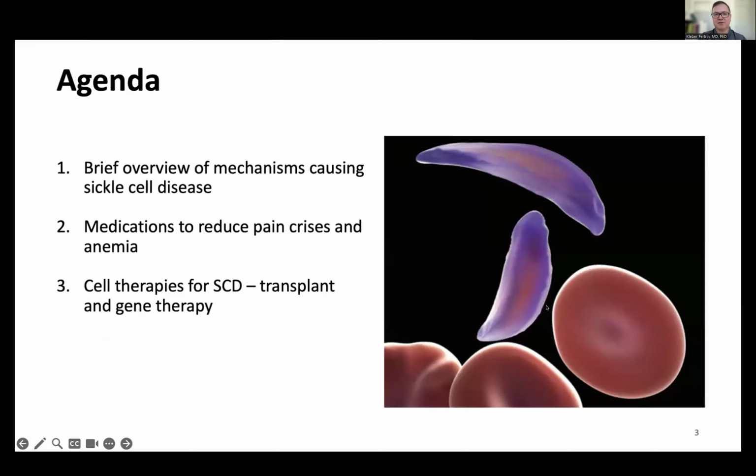So my agenda for this talk is first to give a brief overview of the mechanisms involved that cause the symptoms in sickle cell disease. I'm hoping that with that, it's easier for people to understand why we use the medications we use, with the intent to reduce pain crisis and also to improve anemia in sickle cell disease. And finally, I'll talk about cell therapies for sickle cell disease, and those include both bone marrow transplant and gene therapy.